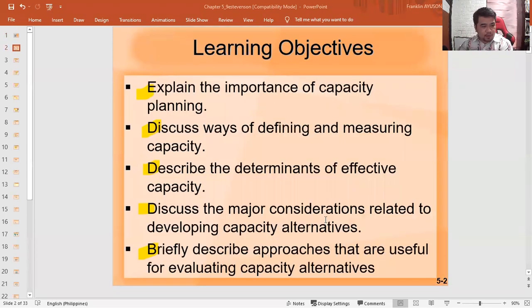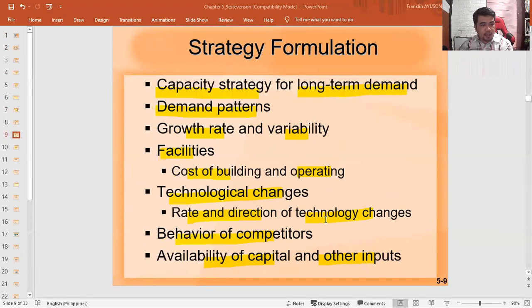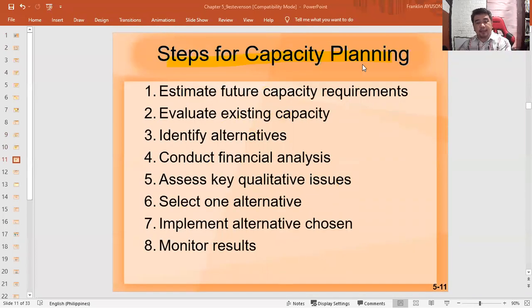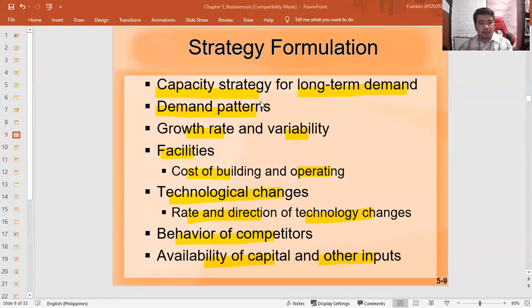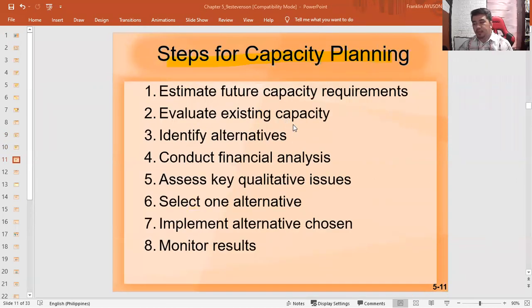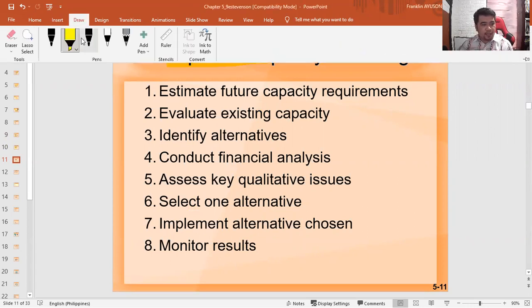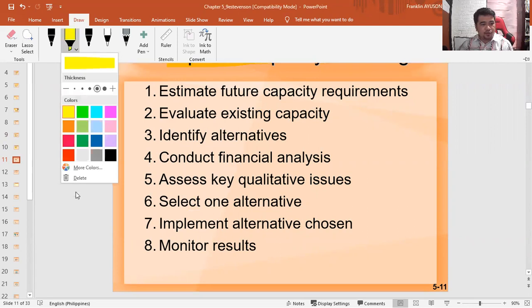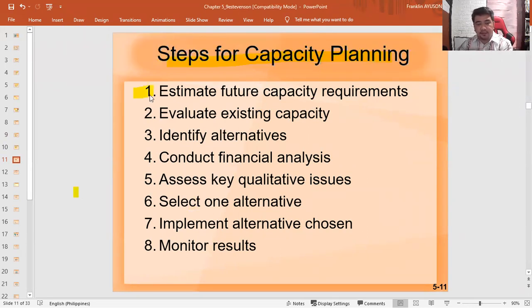Okay, so we are now in the steps for capacity planning, in relation to some key decisions and some factors we need to consider with our strategy formation. So what are the different steps in capacity planning? Number one, we need to consider our estimated future capacity requirements. Meaning to say, it's a long-term plan for the organization, a long-term planning for capacity in relation to the demand.